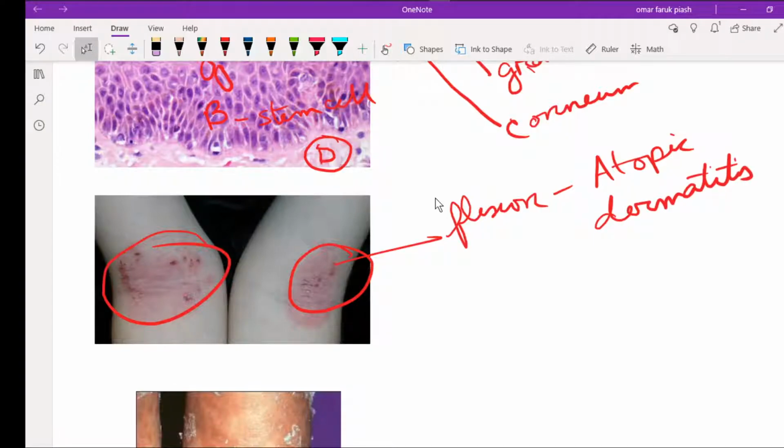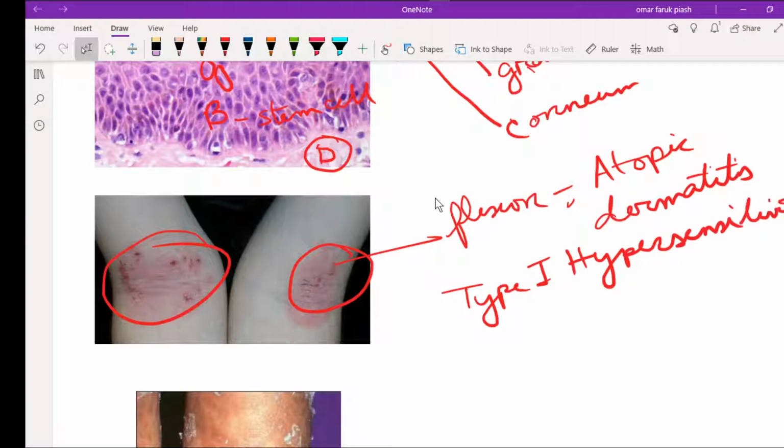In atopic dermatitis there are some characteristics: it has onset in the first 2 years of life. It has a history of asthma or hay fever. It is associated with allergic rhinitis. It is associated with type 1 hypersensitivity.